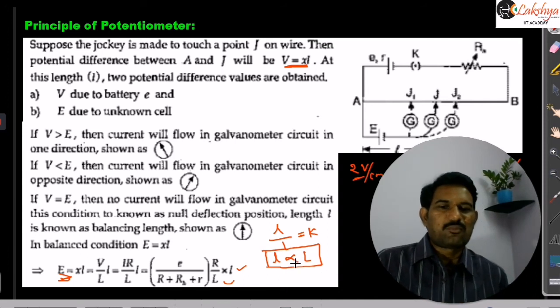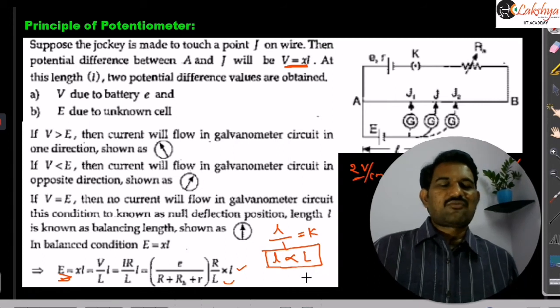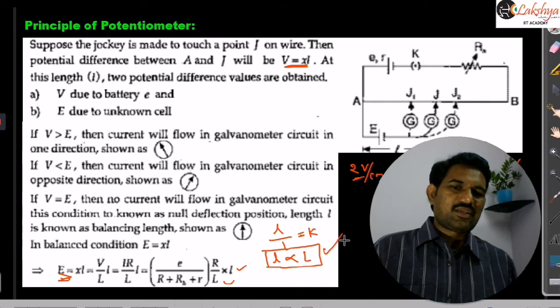There will be problems based on that. So initially the length of the potentiometer wire is say 10 meters, now it is increased to 11 meters. What will be the new balancing length, they will ask. Simply you need to use this relation there, right?